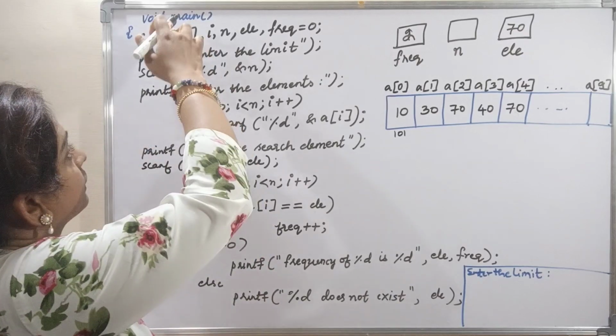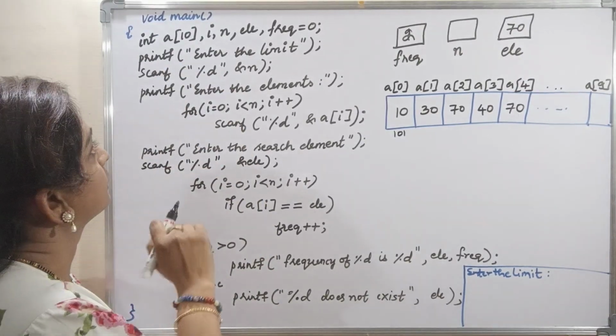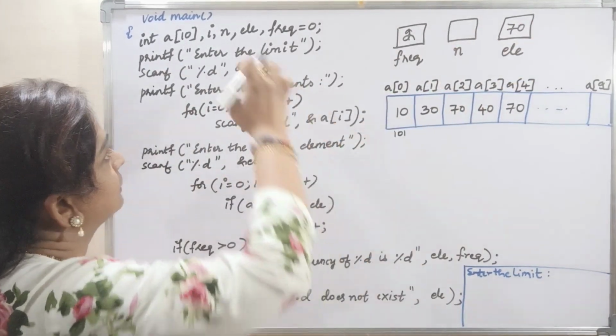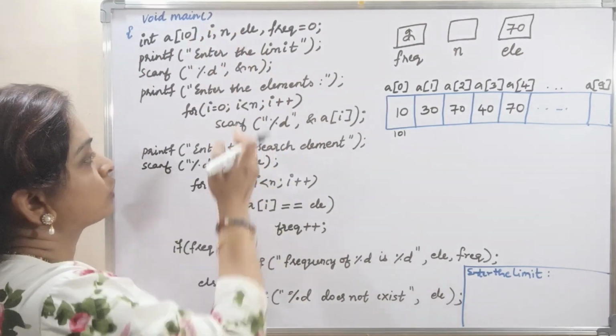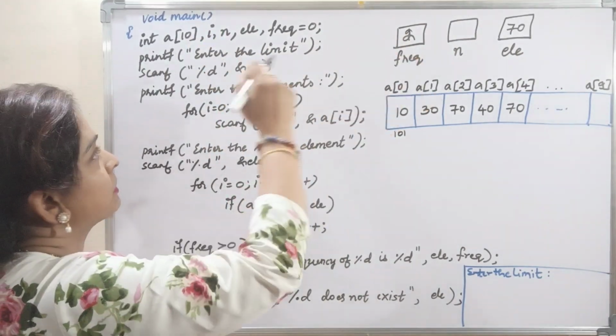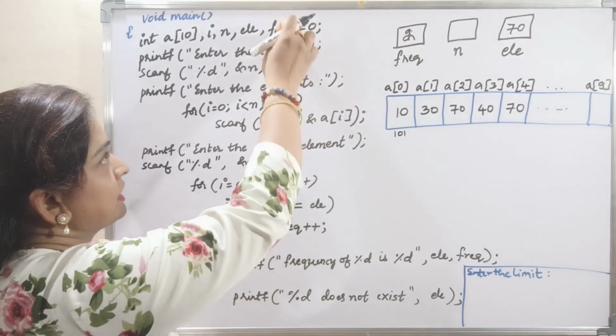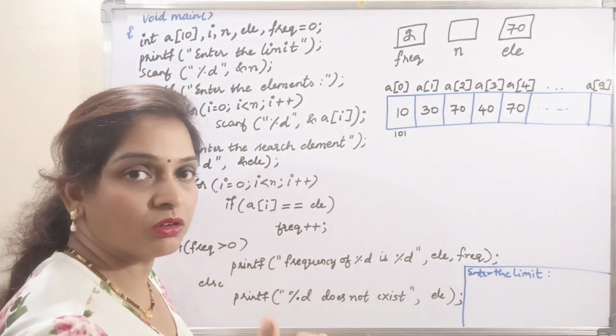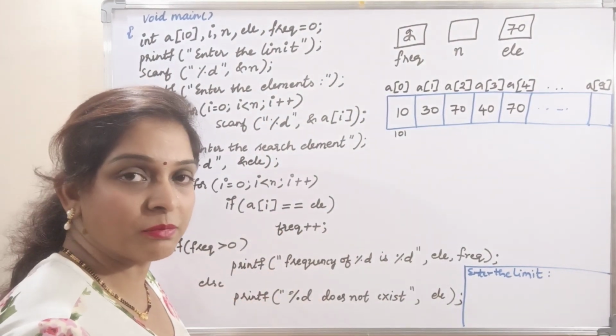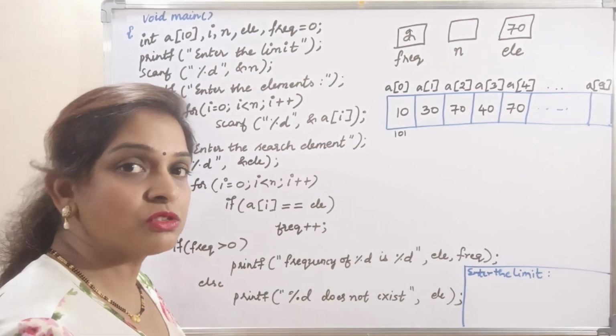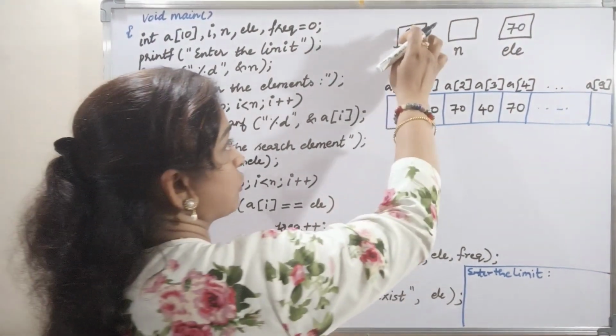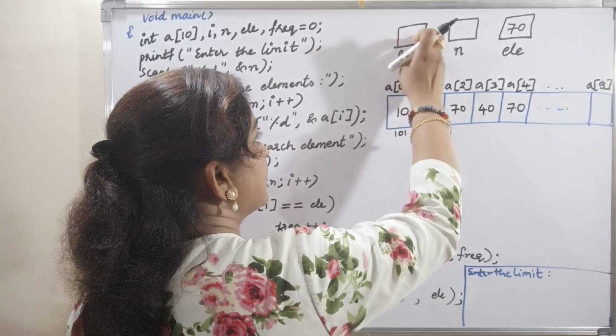Now, a of 10, memory is allocated. Then I have the variables: i for the loop, n to accept the limit, ele the search element, and frequency, that is the count. I need to count the occurrence of the element, right? So I am going to initialize frequency to 0. Frequency will be initially 0.